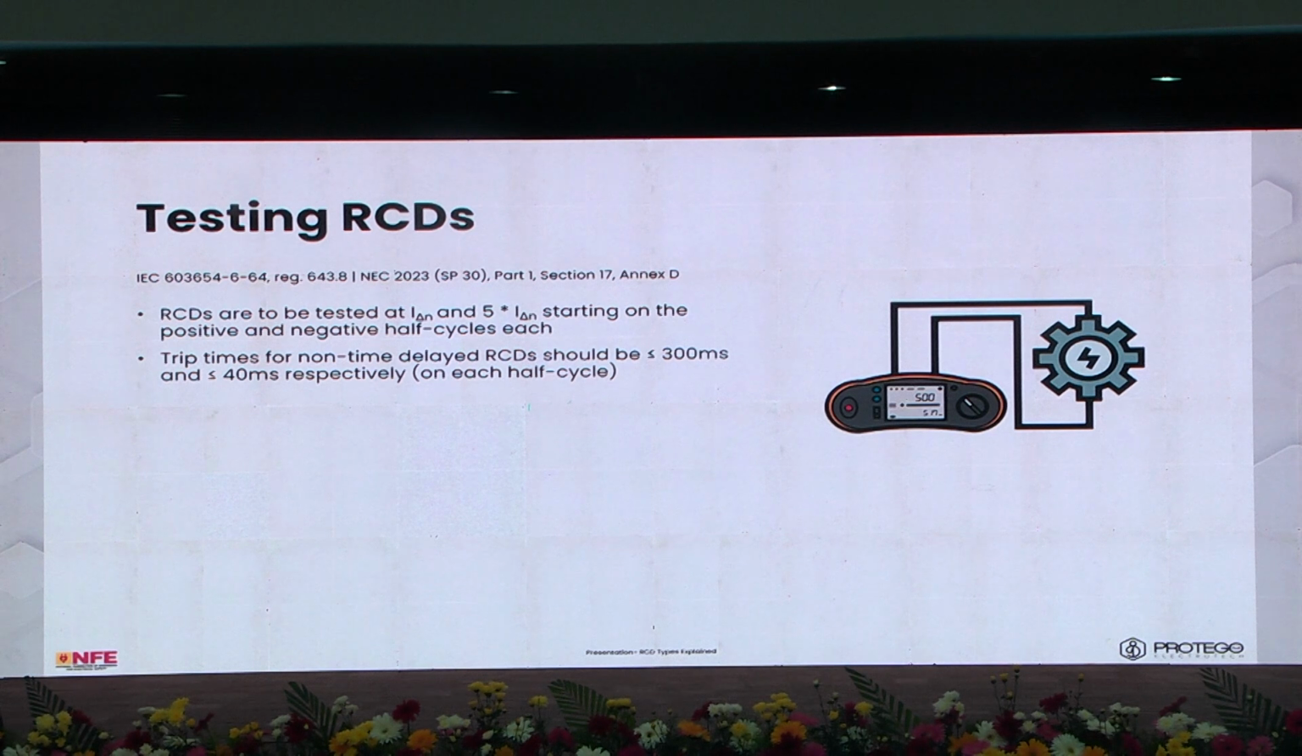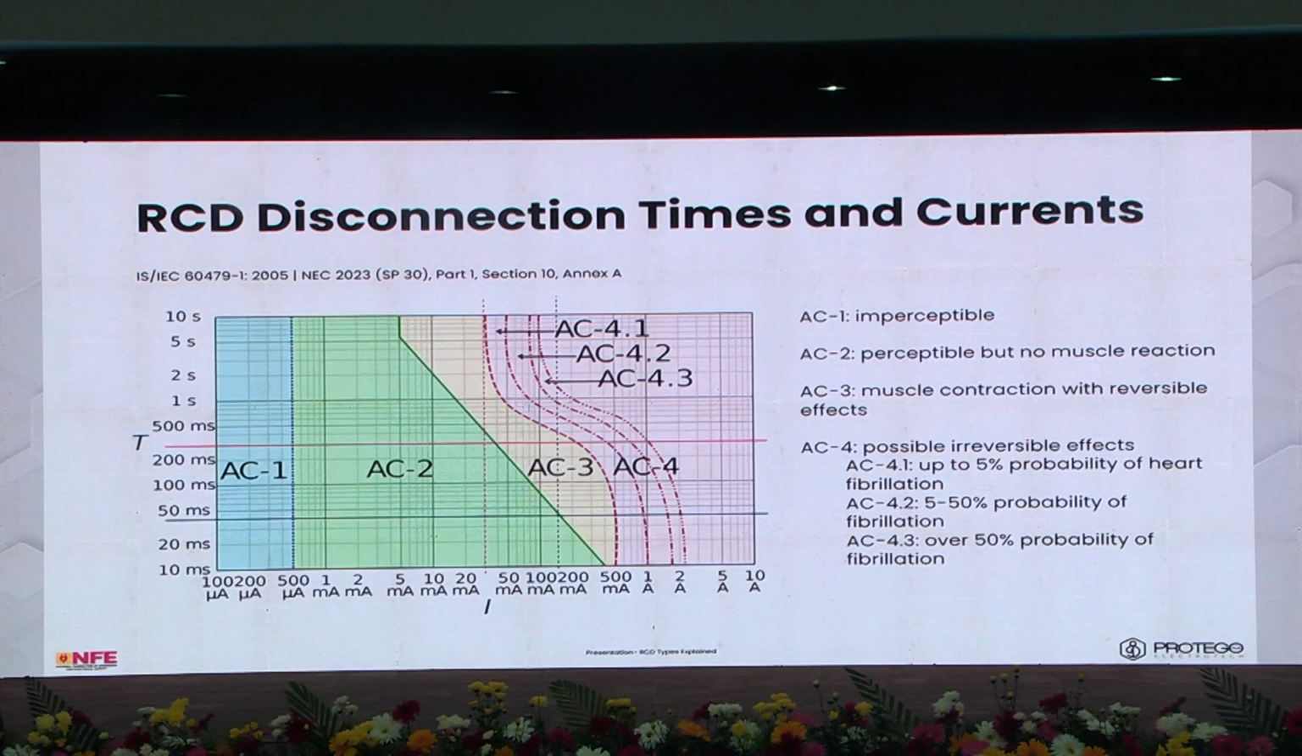Now why these times, and why 30 milliamps? So although this is not really useful for someone who's an electrical engineer, I'll just give you a little bit of context. If you see the red dotted line and the red line, we're in AC2, that is 300 milliseconds and 30 milliamps. And AC2 is, the shock is perceptible, but there's no muscle reaction.